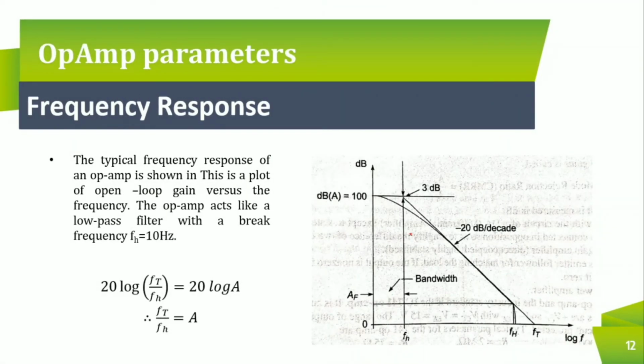Next is frequency response. Frequency response is a graph in which you can analyze where you have to operate your op-amp. You can't operate the op-amp at all frequencies. There is a certain range of frequency in which you have to operate.